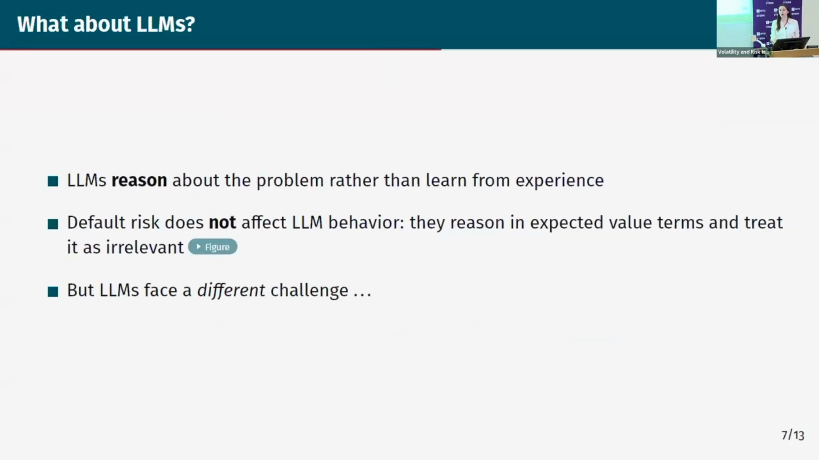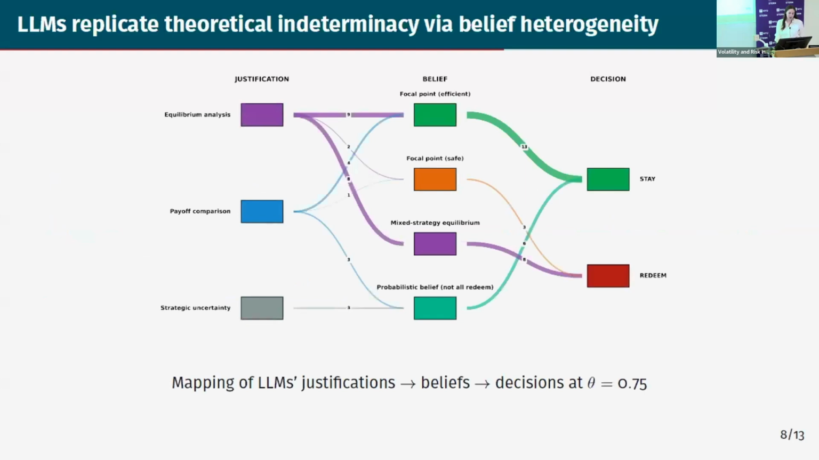Now let's look at how our LLM-driven agents did. LLMs do not learn by trial and error, although they probably could be set up in that way. But LLMs reason about the problem at hand. The first thing that we notice is that default risk does not affect LLM behavior at all. They manage to reason in expected value terms and treat this as irrelevant. So they're smart enough to understand that. But what we found interesting is that they face a different challenge. In the area of the problem where there is a theoretical indeterminacy, they actually replicate this via belief heterogeneity.